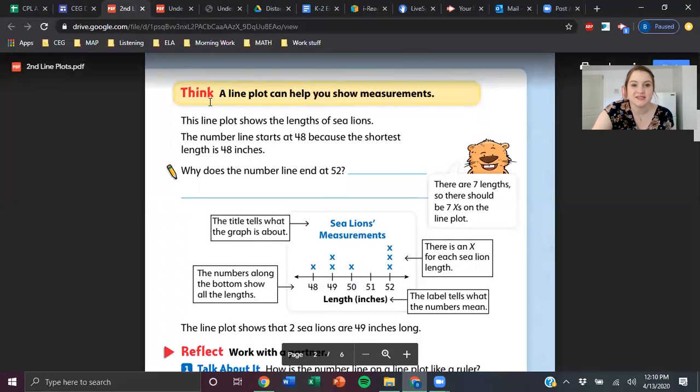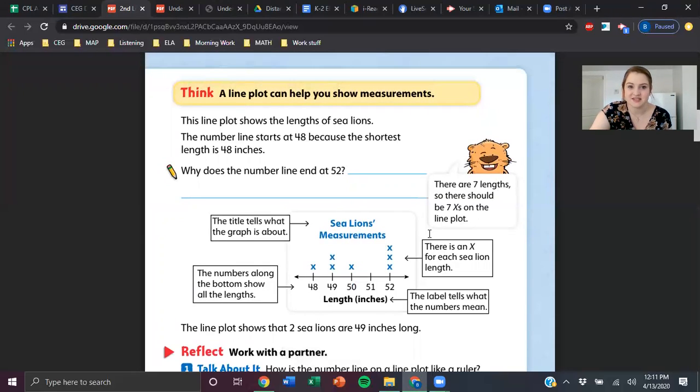Down here, this box says think. A line plot can help you show measurements. This is what I was talking about when I gave you guys some examples of how you could use a line plot to organize data. This line plot down here shows the lengths of sea lions. Now, the number line starts at 48 because the shortest length is 48 inches.